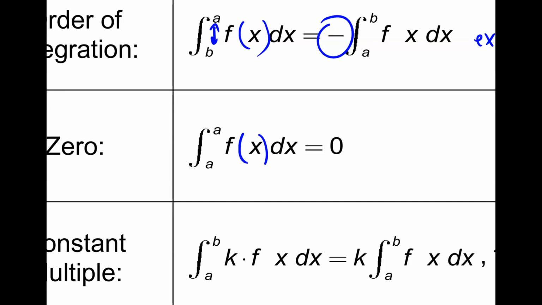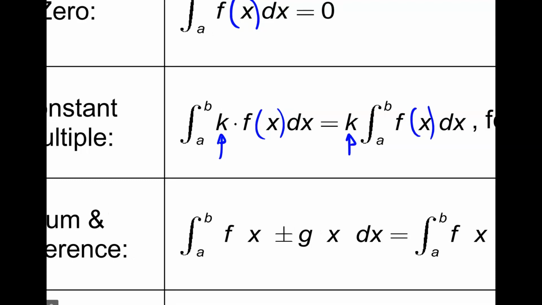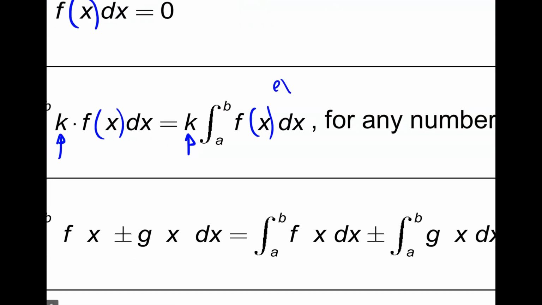A constant multiple. We kind of talked about this. Remember when we were taking limits, the limit of a constant is just that constant. So if you're taking an integral and you have a constant, k, you can rewrite it by putting the k just right out front. This is for any number k. I'll do an example. If I'm taking the integral from 0 to 2 of 3 times f of x dx, this is going to be the exact same thing as saying 3 times the integral from 0 to 2 of f of x dx. You just bring the constant out front. We're good? Okay.